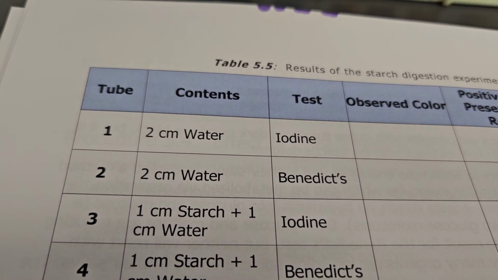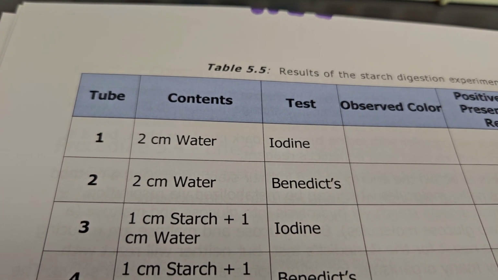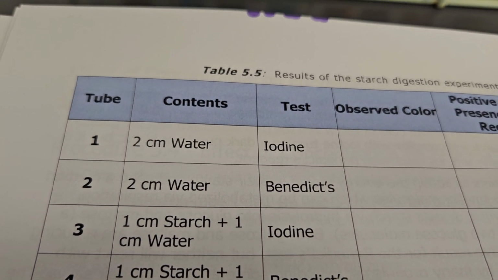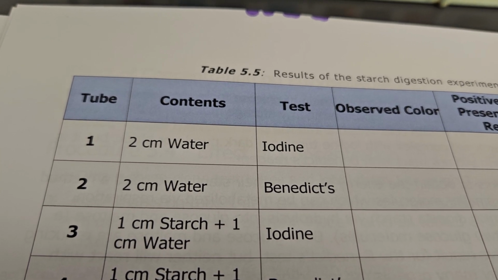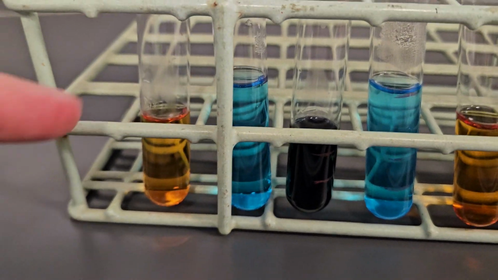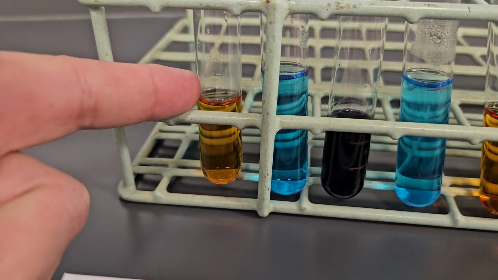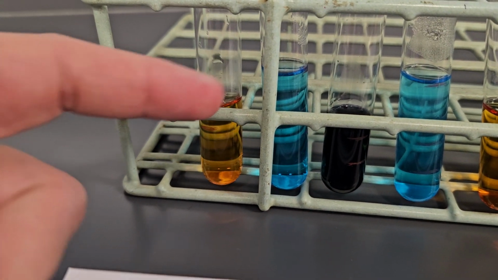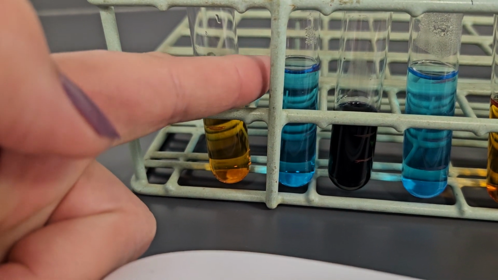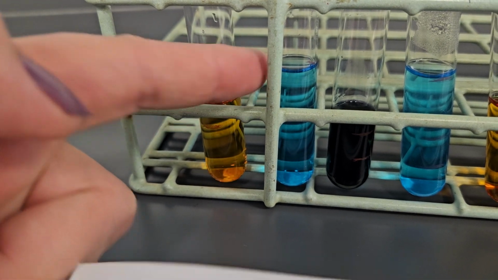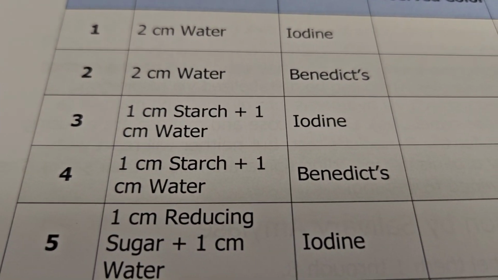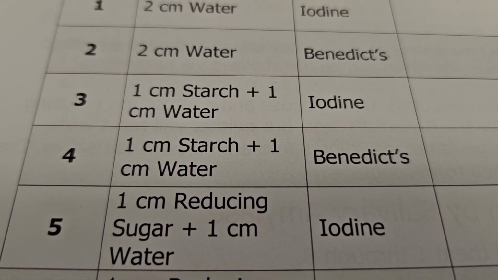Our first 2 were just water. We tested test tube 1 with iodine and 2 with Benedict's. If you remember our tests from lab 4, test tube 1 was negative for starch and test tube 2 was negative for reducing sugars, because it's water, right? Water. Okay.